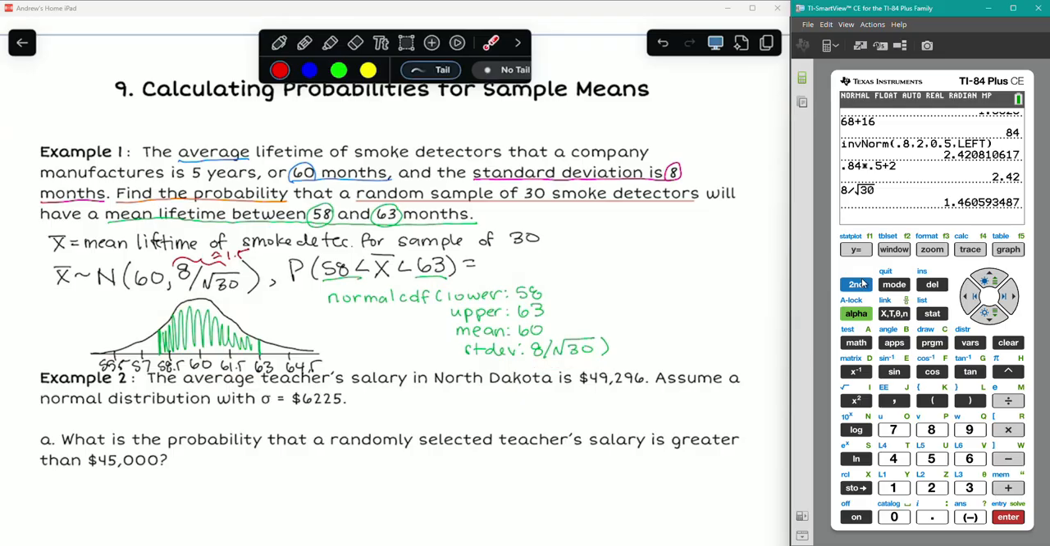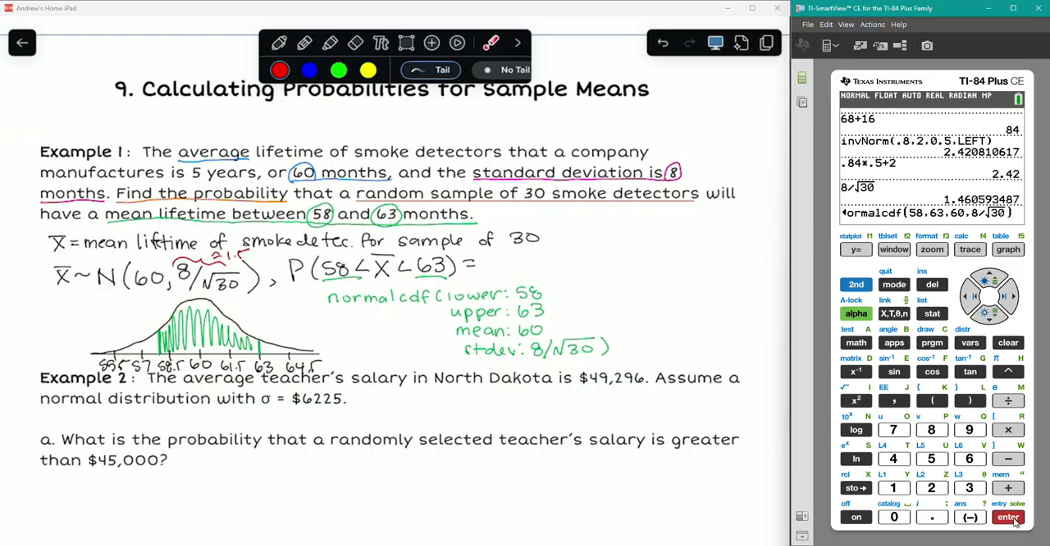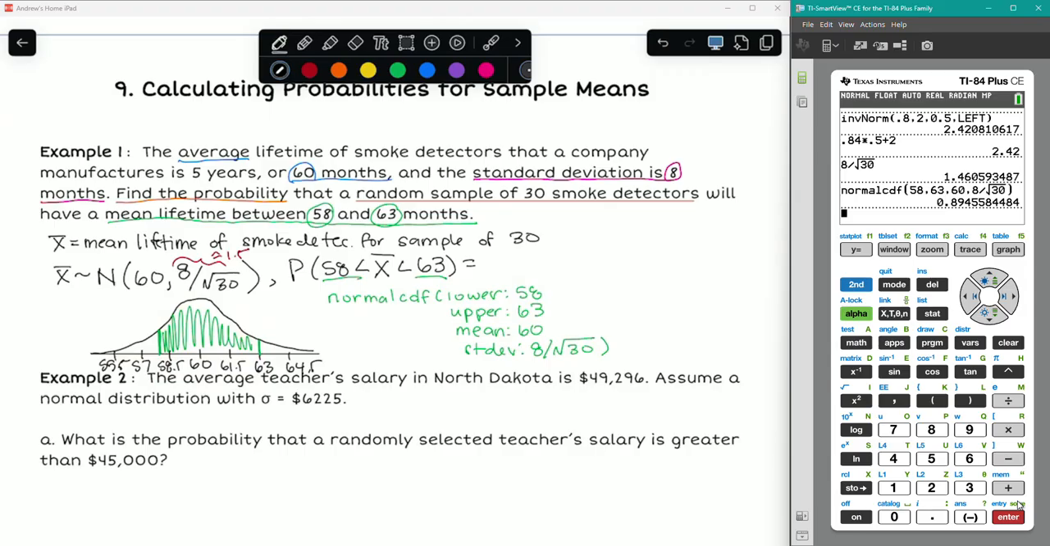So let's put that in the calculator. Second vars, normal CDF, 58, 63, 60, and then 8 divided by second square, 30. Then I go down to paste and hit enter and run that. And we get about what we expect from the empirical rule. We get 0.894558, which is going to round to 0.8946. A little bit less than 90%.